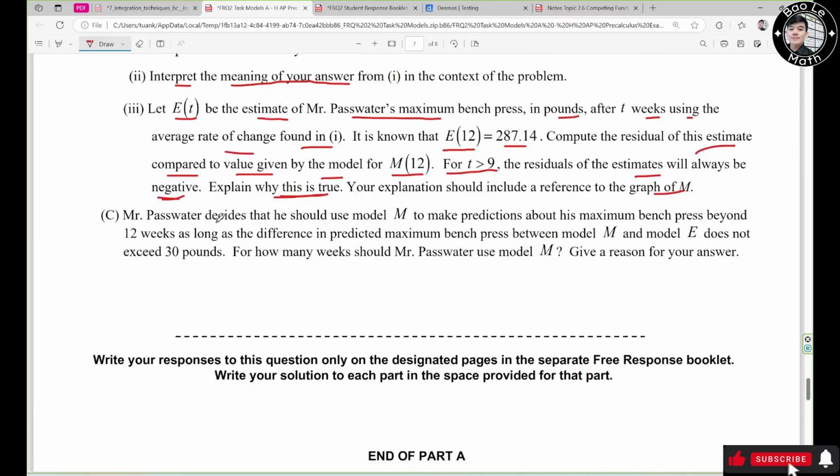Right, let's move on to question C. Mr. Passwater decides that he should use Model M to make predictions about his maximum bench press beyond 12 weeks, as long as the difference in predicted maximum bench press between Model M and Model E does not exceed 30 pounds. For how many weeks should Mr. Passwater use Model M? Give a reason for your answer.